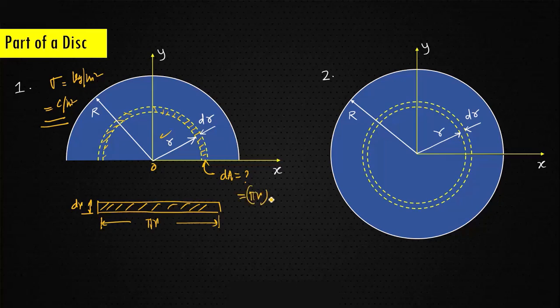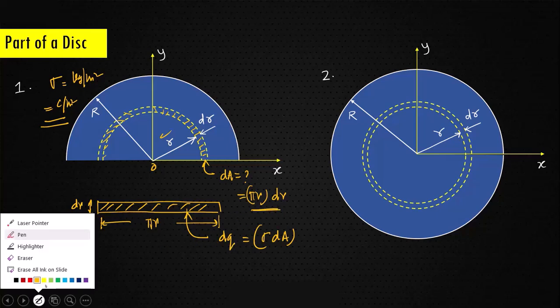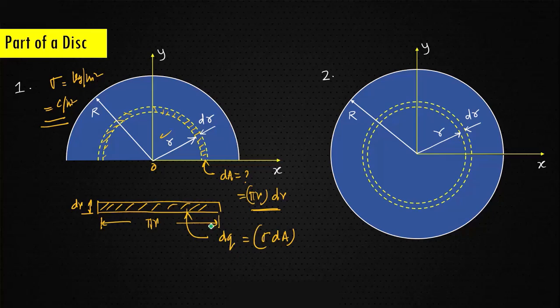Once I have dA, I can calculate the small charge dq. The dq should be equal to sigma times dA. You know the value of sigma, you know the value of dA, so you can calculate dq. Once you formulate dq, your task is to put in the limit. Here the variable is r, because the integration has to be done with respect to r. So the r limit varies from 0 to capital R. Capital R is the disk radius. So you have to put the limit from 0 to capital R. That is the part of a disk.